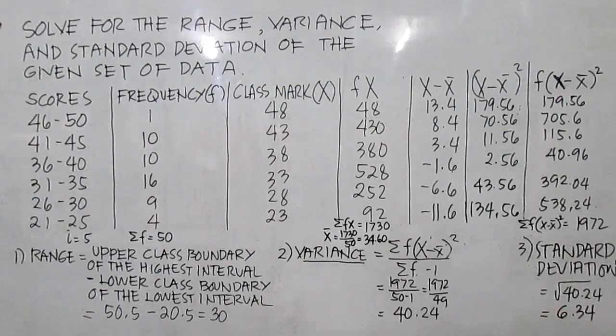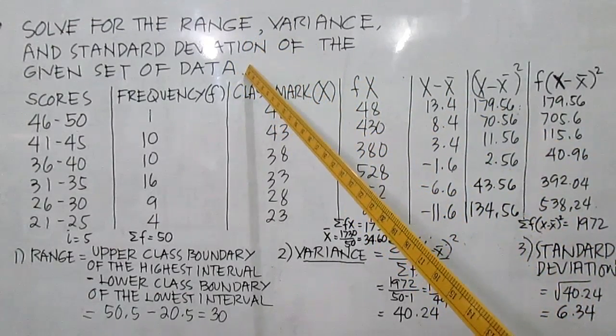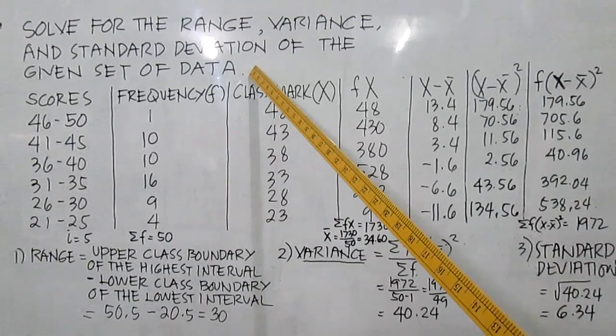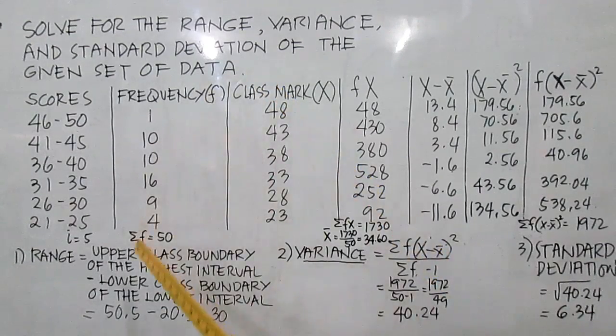Solve for the range, the variance, and the standard deviation of a given set of data. The range is just the upper class boundary of the highest interval minus the lower class boundary of the lowest interval.